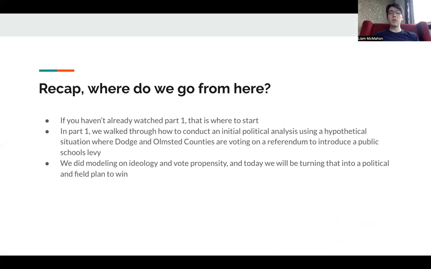So when we finished up part one, we had talked through how to conduct an initial political analysis in a hypothetical scenario where Dodge and Olmsted counties were voting on a levy to raise funds for public schools. We did some modeling around ideology, identifying how many voters in those two counties are in our base, opposition, and are persuadable. We also did some work identifying who actually votes in those two counties. Today, we're going to take the next couple of steps from that analysis and start looking at how we turn it into a full-blown plan to win this election.